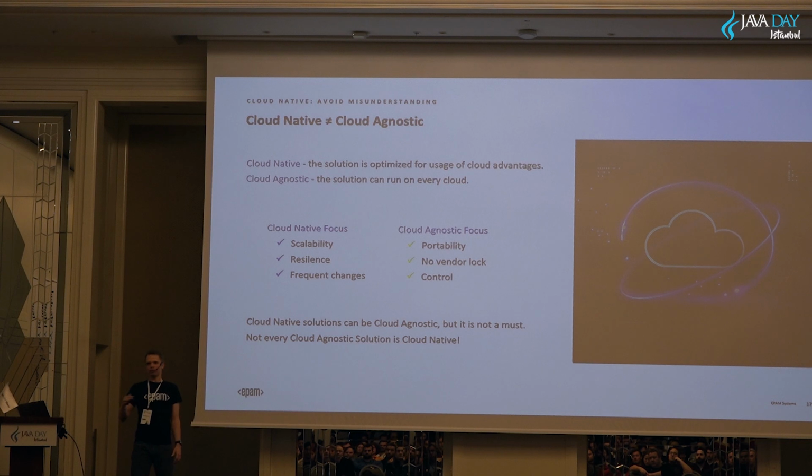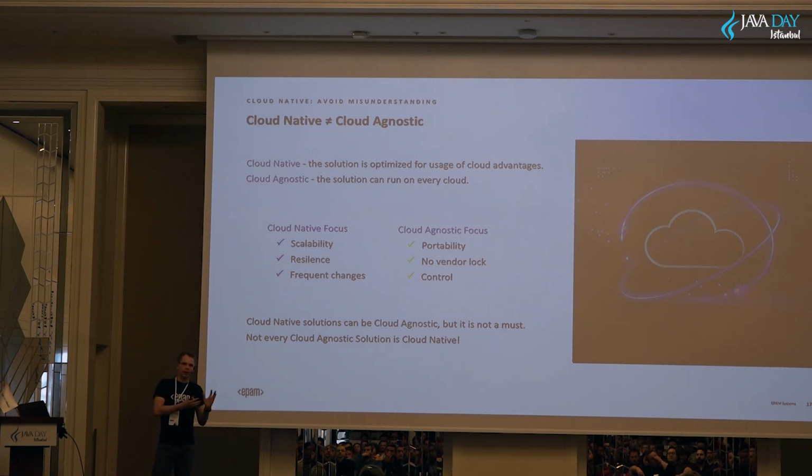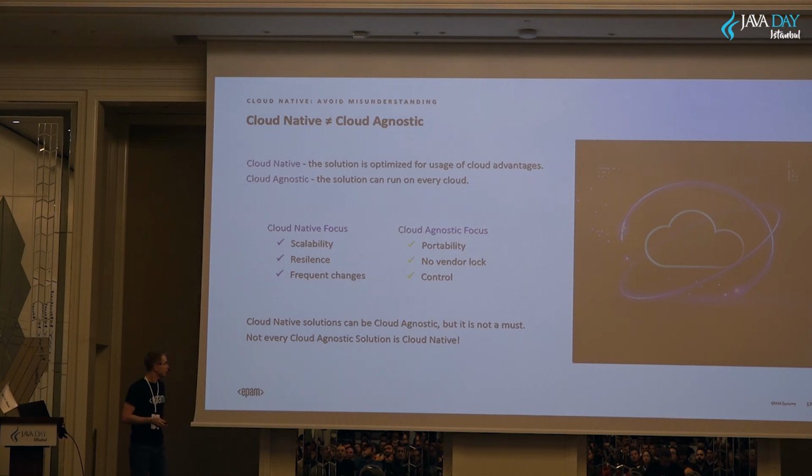They would like to avoid vendor lock-in because they would like to run their application not only on, for example, AWS, but also on GCP or something else. They would like to get more control, and again, it's not some kind of cloud native, it's more cloud agnostic. But an important thing here is that cloud native solutions can be cloud agnostic, but it's not a must. But not every cloud agnostic solution is cloud native.